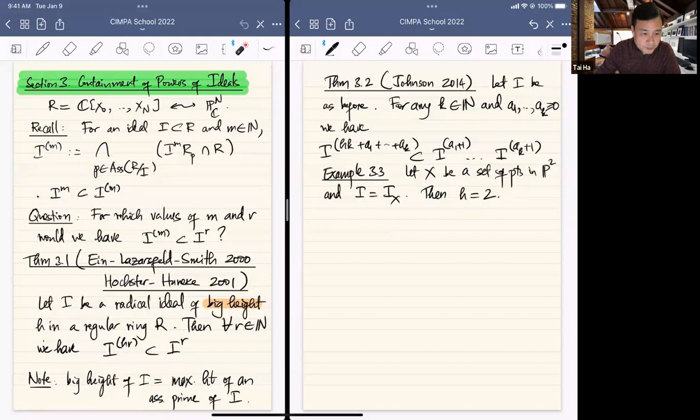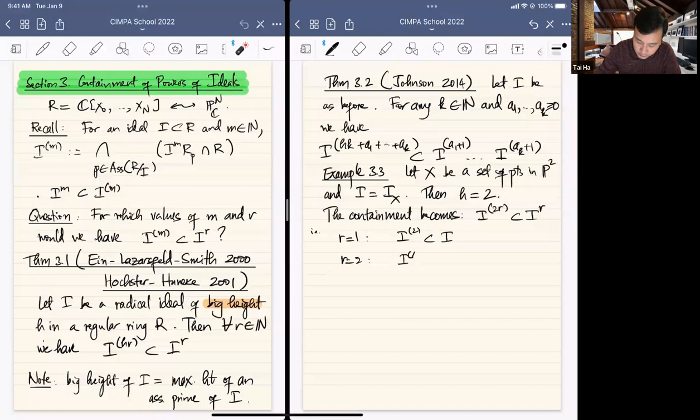And so the containment that we just saw becomes, let's look at specific values of r. I'm looking at these containments: the symbolic power I to the 2r contained in I to the r. Particularly, if r is 1, you have I symbolic 2 contained in I. If r is 2, you get I symbolic 4 contained in I squared. And if r is 3, you get I symbolic 6 containing I to the 3rd, etc. Now, the first containment is kind of simple to see, so the interesting containment will start from here.